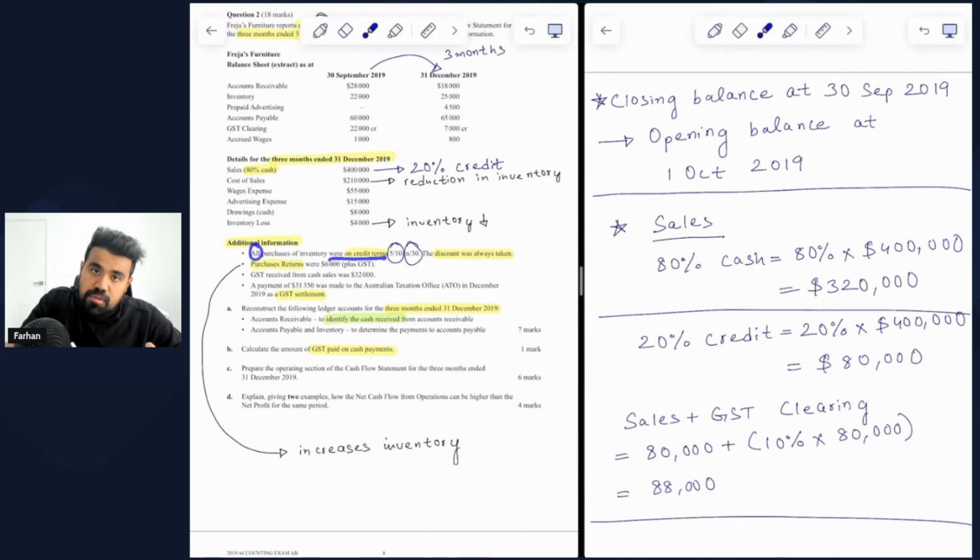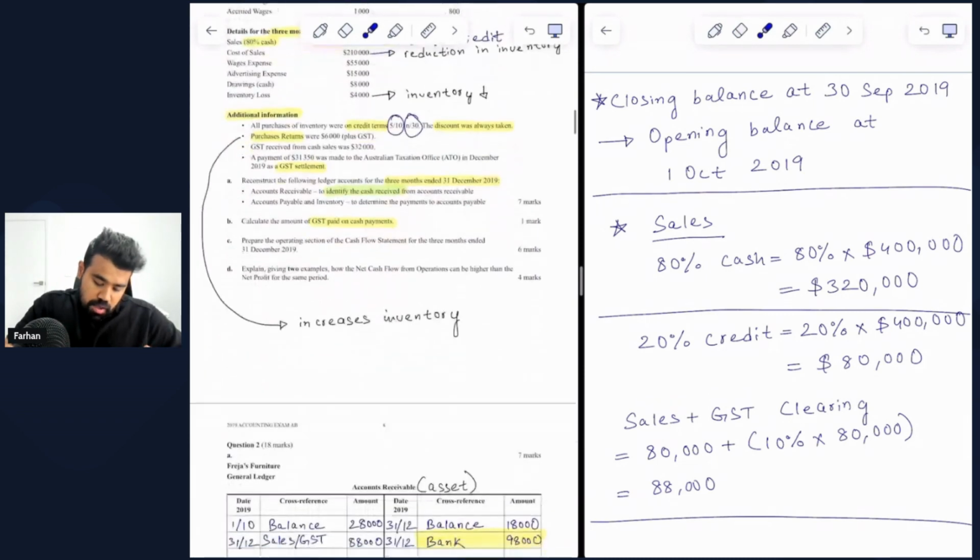had some terms. We have 5/10 N/30. What does that mean? 5/10 here simply means that we get a 5% discount if we pay our suppliers within 10 days. Otherwise, we have 30 days to repay them, and after the 10th day, we do not qualify for getting any discount. But the question explicitly mentions in the next sentence that the discount is always taken.